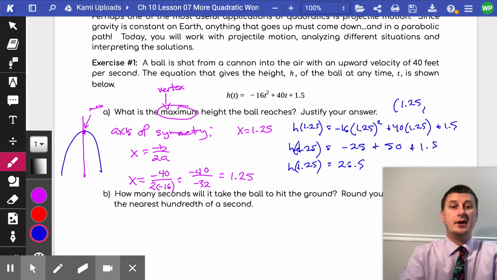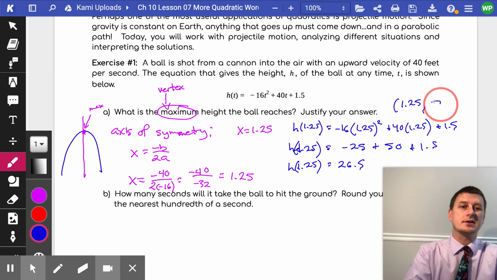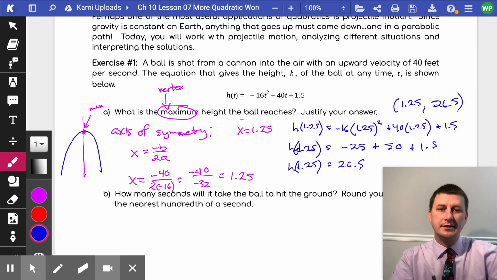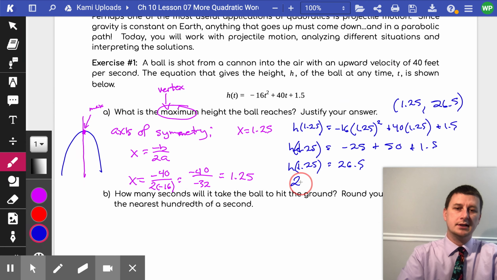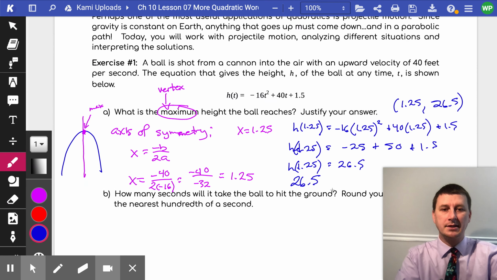Now that also gives me the y-coordinate of my vertex, 26.5. So what is the maximum height the ball reaches? 26.5 feet, because that's the y-coordinate of the vertex, and the vertex is the maximum height.